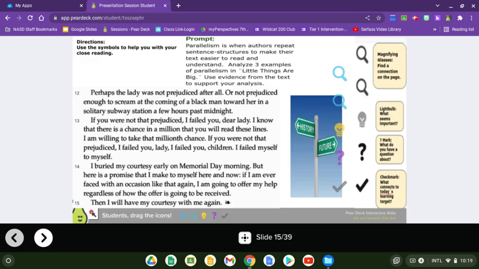Perhaps the lady was not prejudiced after all, or not prejudiced enough to scream at the coming of a black man toward her in a solitary subway station a few hours past midnight. If you were not that prejudiced, I failed you, dear lady. I know that there is a chance in a million that you will read these lines. I'm willing to take that millionth chance. If you were not that prejudiced, I failed you, lady. I failed you, children. I failed myself to myself.